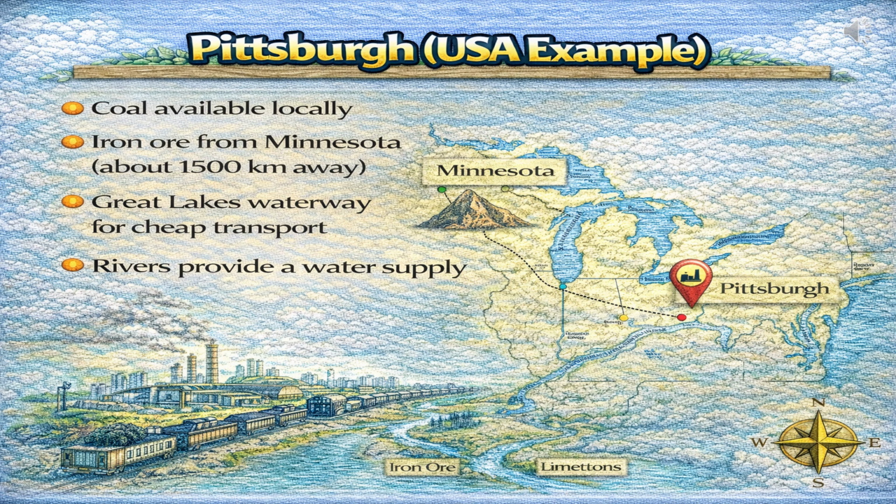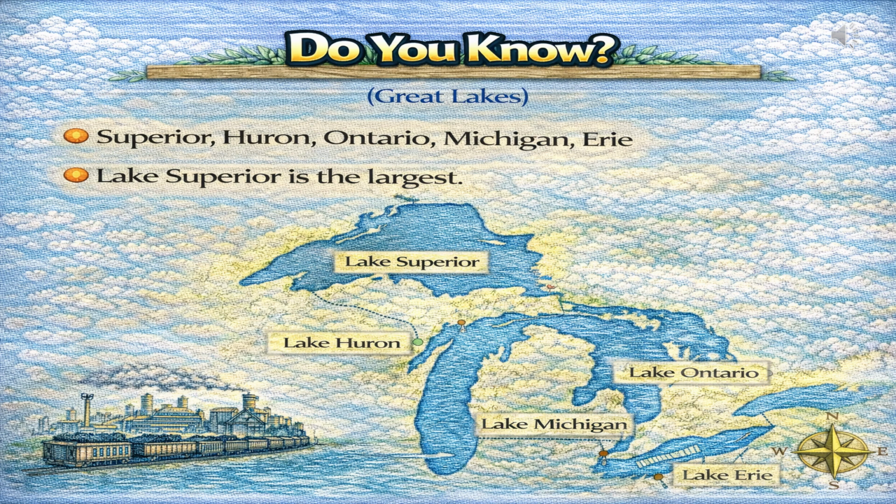Now one important thing mentioned here is the Great Lakes. So let's quickly learn about them. Here's a fun fact time. The Great Lakes are Superior, Huron, Ontario, Michigan, Erie, and the largest one is Lake Superior. These lakes are very important because they provide water transport, which is cheap and helpful for heavy industries like iron and steel.